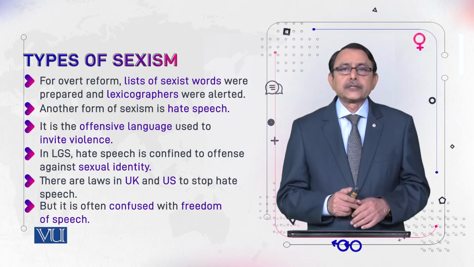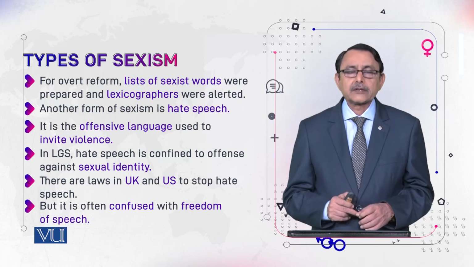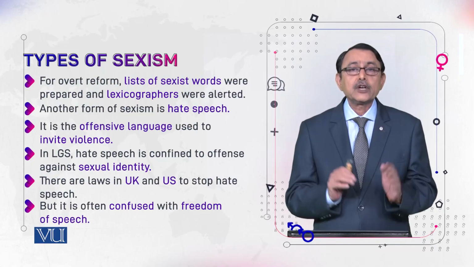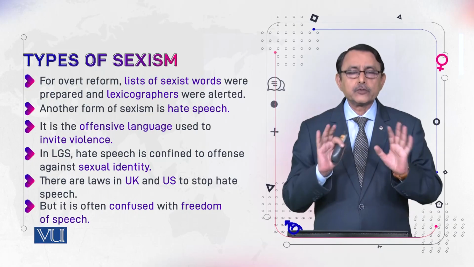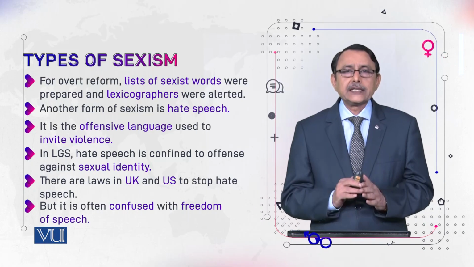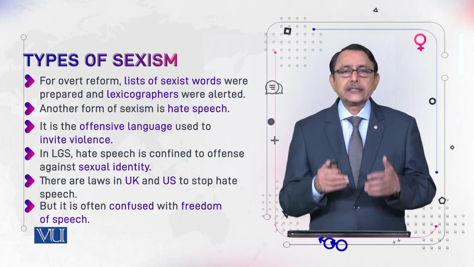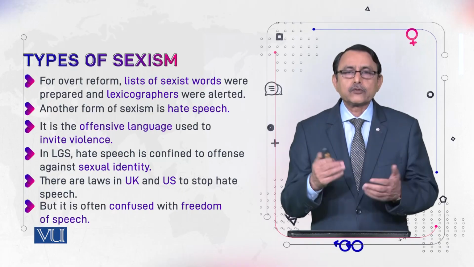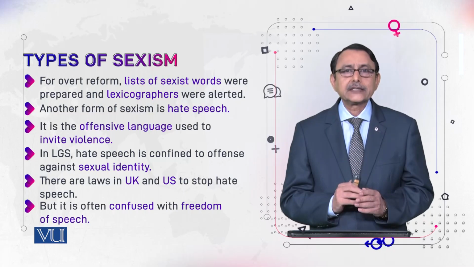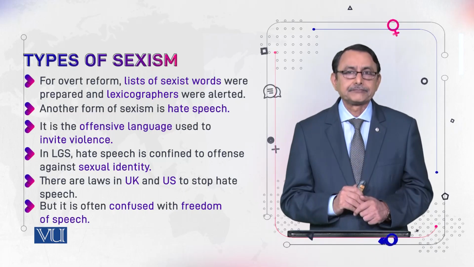Another form of sexism that is overt, that is open. The first form was the use of certain words and expressions, and to cope with that, they prepared lists and gave those lists to lexicographers. The second kind of open sexism is hate speech.